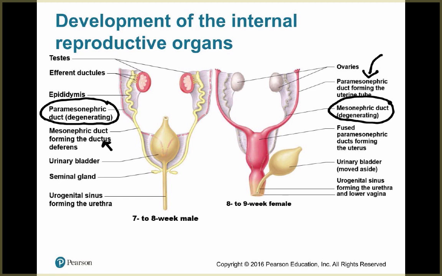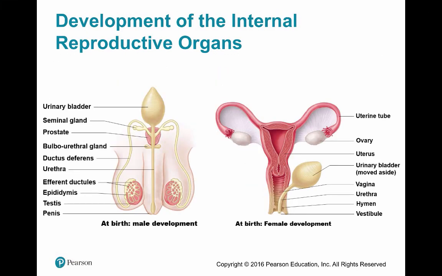And you can see the locations are different. For instance, the urinary bladder in males in the middle is starting to move over to the side, where the uterus is starting to form with that mesonephric duct. All right. Now at birth, you can see here, hugely different between the development of the two forms, right?